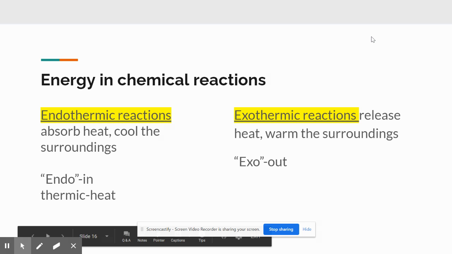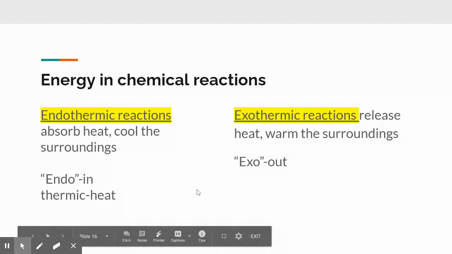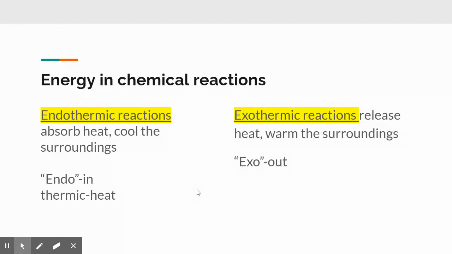So as I talk through these, go ahead and work on making your Venn diagrams. We're going to break chemical reactions down into two categories, endothermic and exothermic. First, let's look at these words.